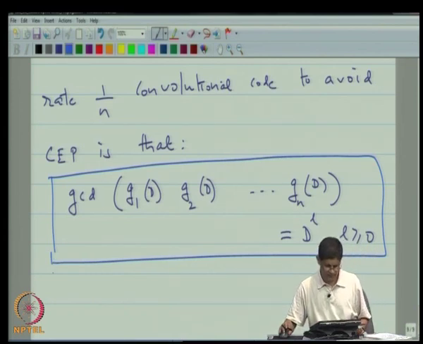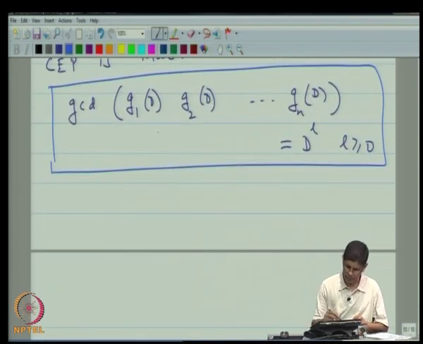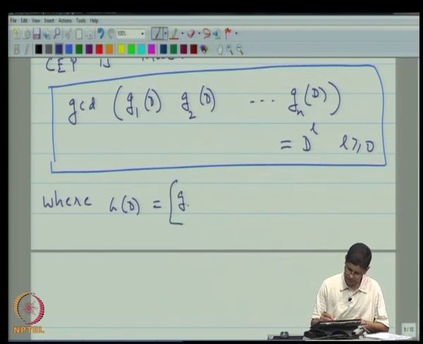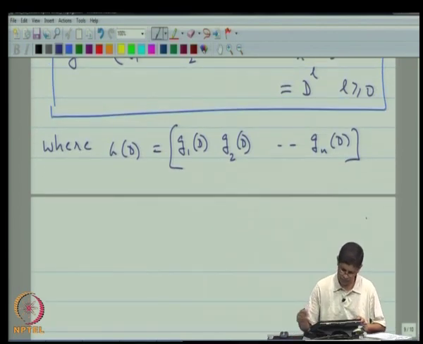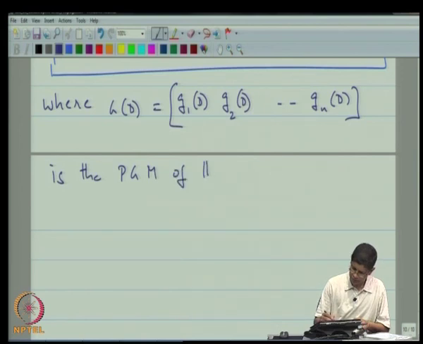So, what exactly are these Gis? Well, these are nothing but components of the generator matrix. So, these things are the elements of the generator matrix. So, we will just put that in, where G of D is G1 of D, G2 of D, Gn of D, is the polynomial generator matrix of the code.